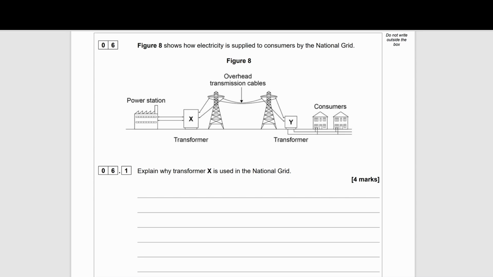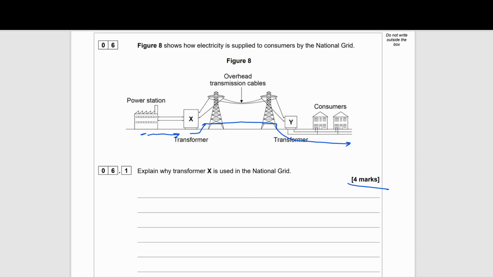6.1. Explain why a transformer is used in the national grid. 4 marks. So this is a typical setup of our national grid. We've got a power station, which is generating our electricity, and then that moves to a transformer, which goes up to our power lines, and then eventually goes to another transformer, which goes down to our consumer.